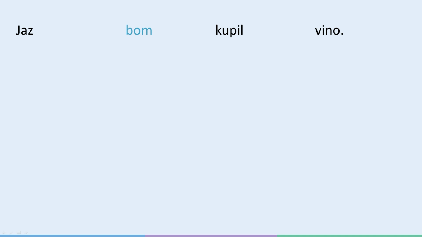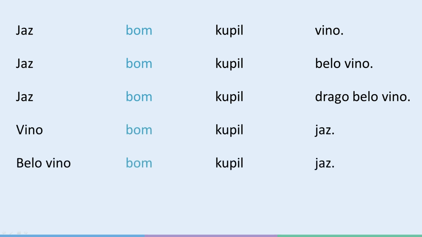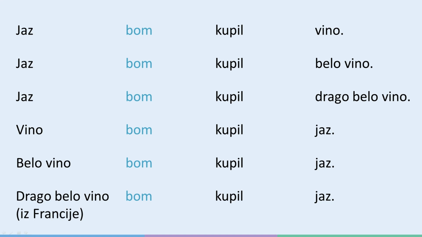Let's start with the same sentence. Jaz bom kupil vino. I will buy wine. Jaz bom kupil belo vino. I will buy white wine. Jaz bom kupil drago belo vino. I will buy expensive white wine. Wine, vino. White wine, belo vino. Expensive white wine, from France for that matter. Drago belo vino, iz Francije. All of those constitute one place, no matter the actual number of words. That's because they form one meaningful unit.